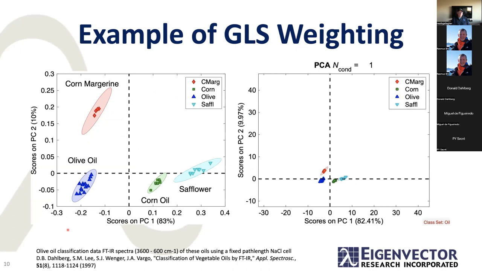So here's the example. Don Dahlberg took this data a long time ago, where he's got FTIR data on different oils: corn margarine, olive oil, corn oil, safflower oil. And you can see that the ellipses here all seem to kind of almost go in the same direction. And that intra-class ellipse is really going to be clutter. And I'm going to deweight by that intra-class on the right-hand side.